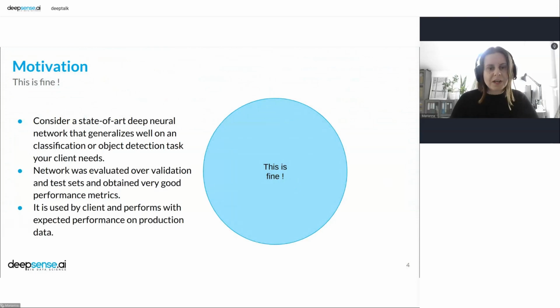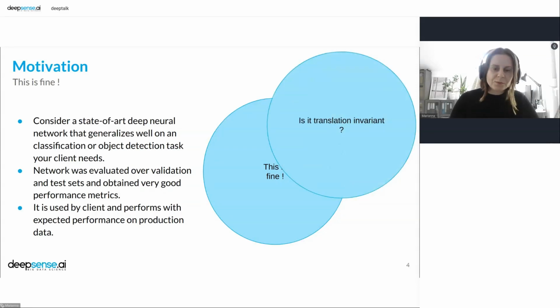What is our motivation? Consider a state-of-the-art deep CNN. It generalizes well on some task the client needs, like classification or object detection. It was evaluated over validation and test sets and obtained very good performance metrics. And it's used in production and performs with the expected performance. So everything seems to be perfectly fine. However, we don't know if this network is immune to some minor transformations of the input image, like shifts, scales, or rotations.